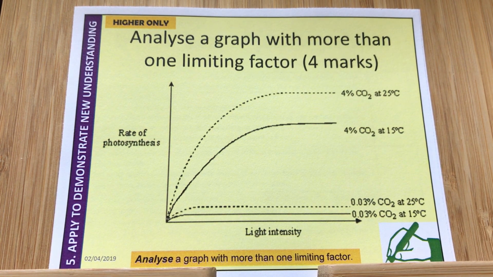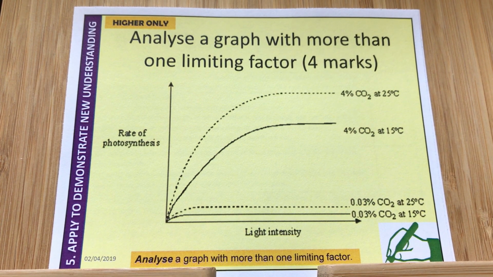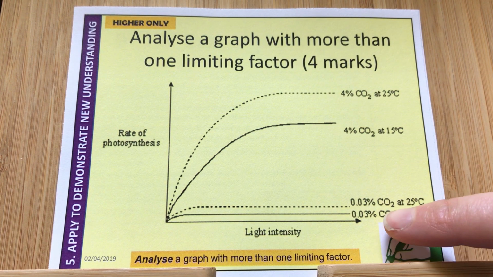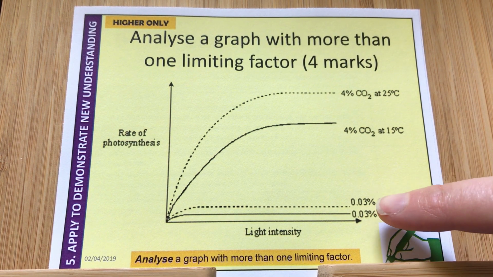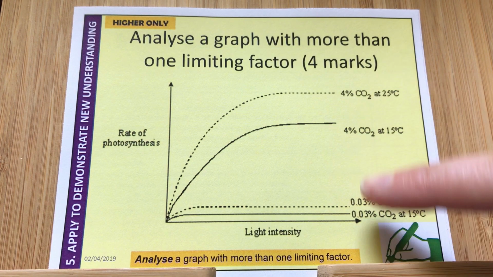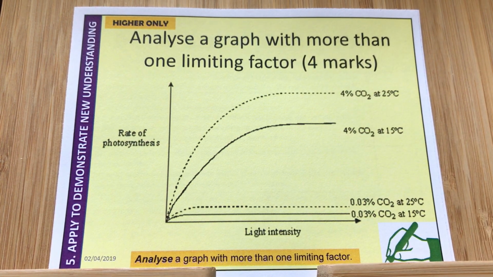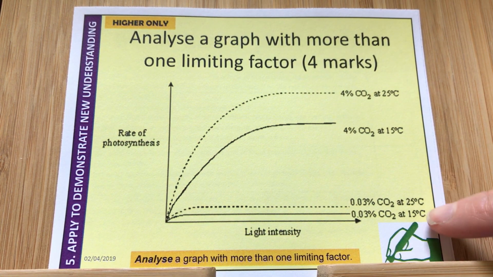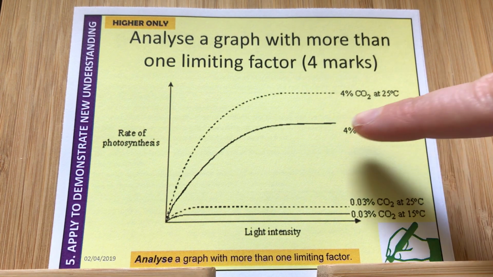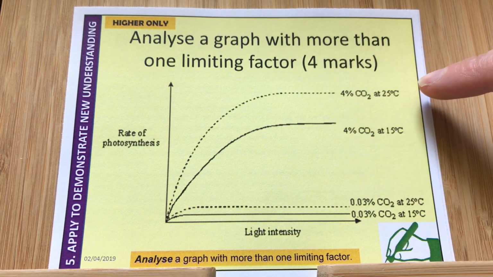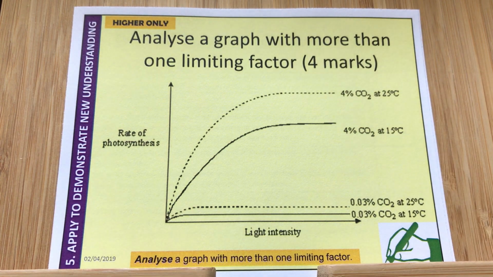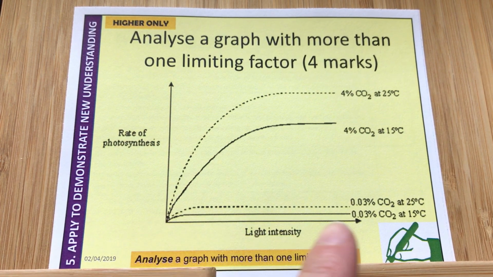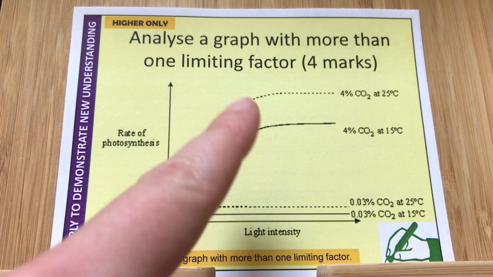I can make some general statements here, okay? I can say, if I just look at carbon dioxide, at 0.03% of carbon dioxide, there is a lower rate of reaction than at 4% carbon dioxide. I can see that straight away. So that's one conclusion. I can say that at 25 degrees, there is a higher rate of photosynthesis than at 15 degrees. I see it in both concentrations of carbon dioxide. Higher rate of photosynthesis at 25 degrees C than at 15 degrees C. So I can talk about temperature. I could also talk about light intensity, because as light intensity goes up, so does the rate of photosynthesis.